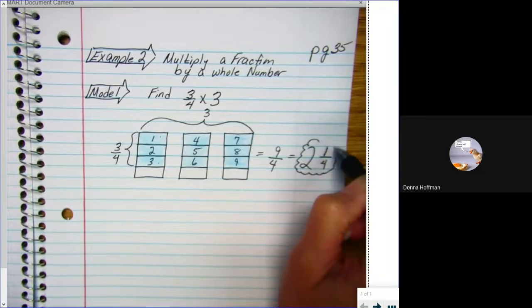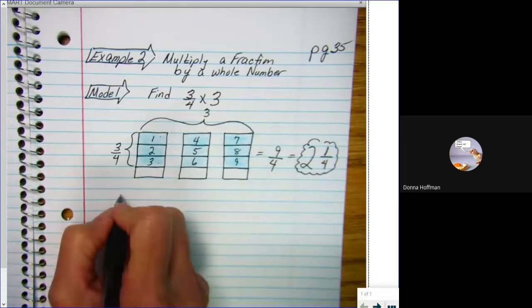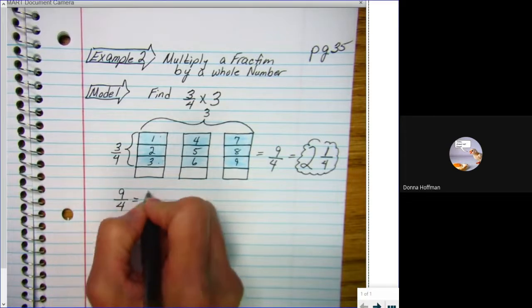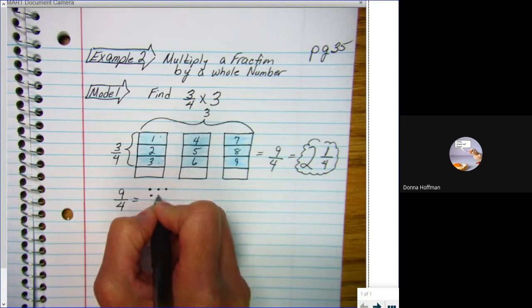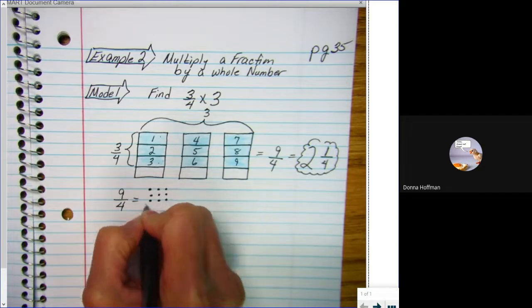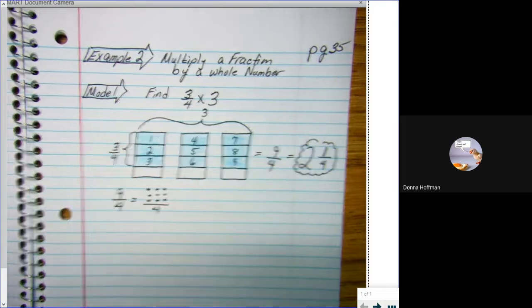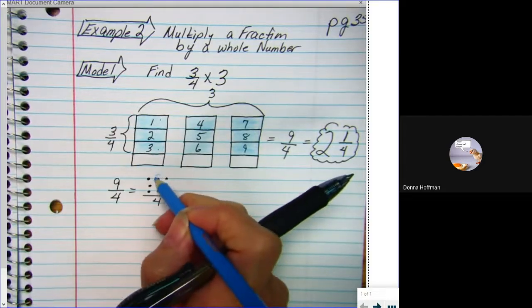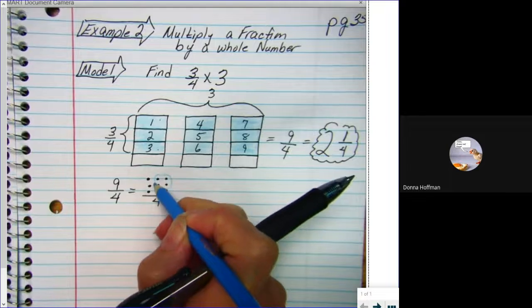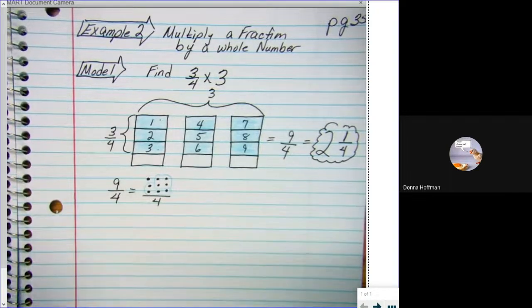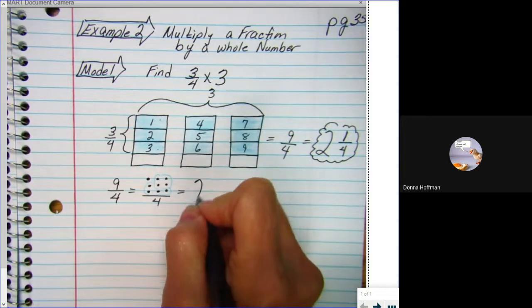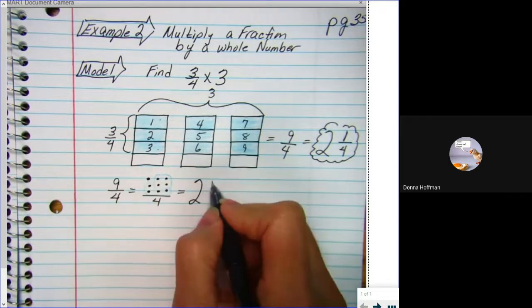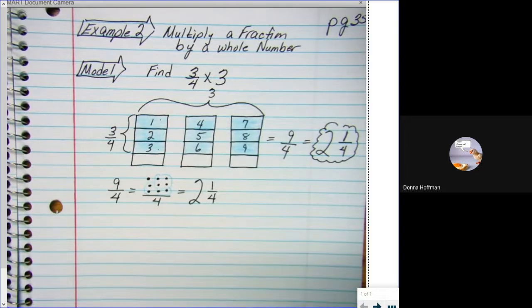Now, you can do this visually. Let me show you. You have to imagine that those are a representation of 9/4. I did not change the value. I just changed the way I represented it. Then you circle groups of 4. You were able to circle 2 complete groups with 1 piece left over when it takes 4 to make a whole. So you could get it that way.